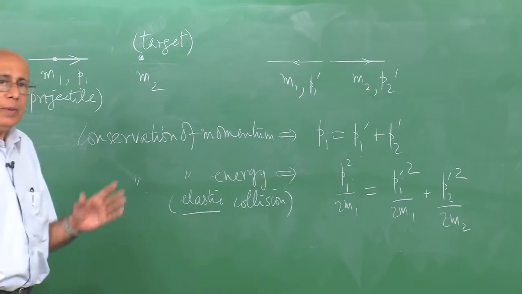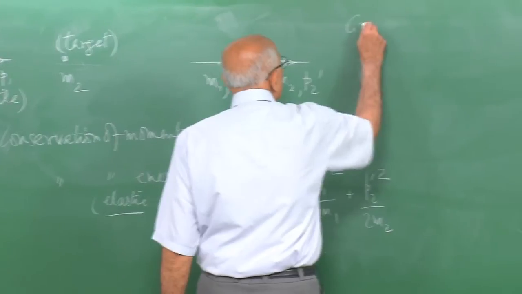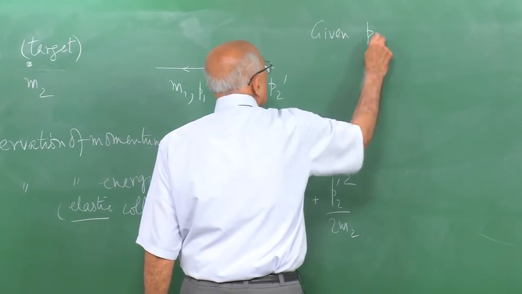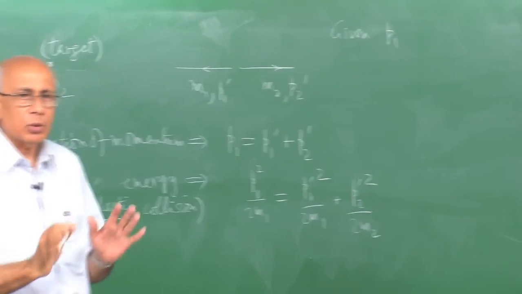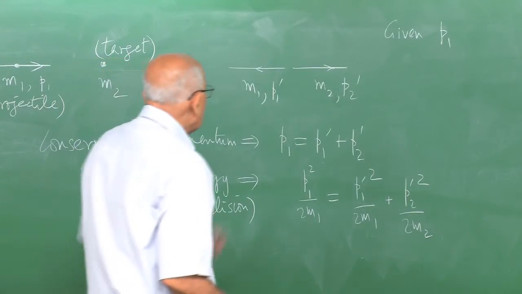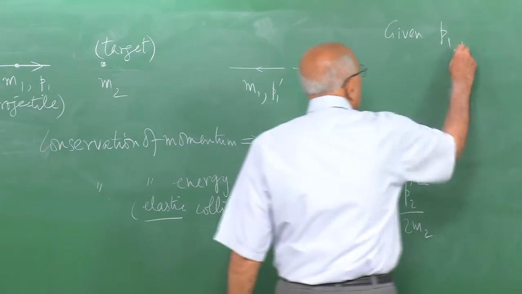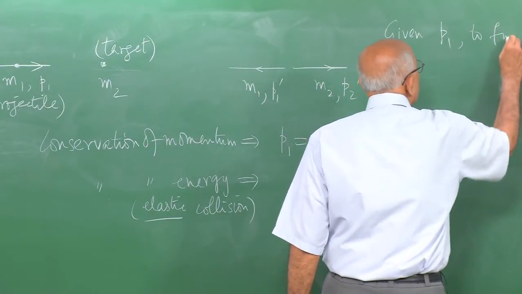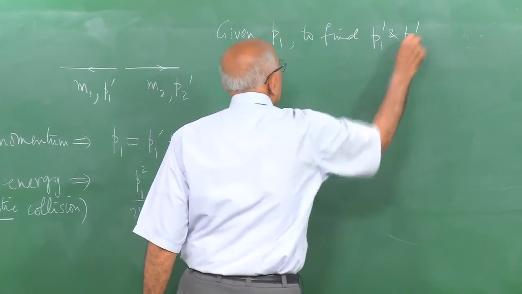So we have two equations for two unknowns. Given p1, and of course the masses of the particles, the parameters m1 and m2, are supposed to be given to you, and you are given the value of this variable p1, and you need to find p1 prime and p2 prime.